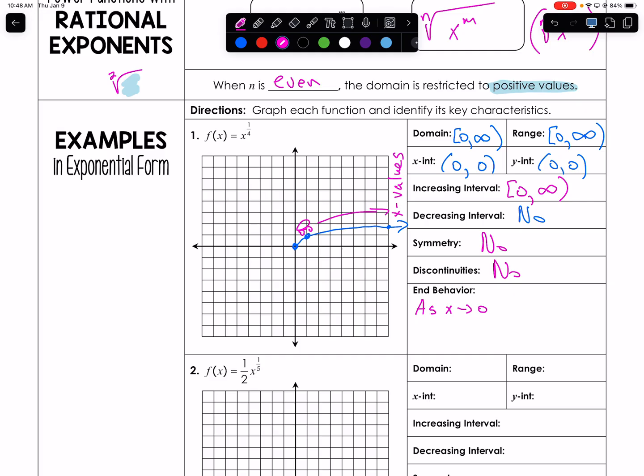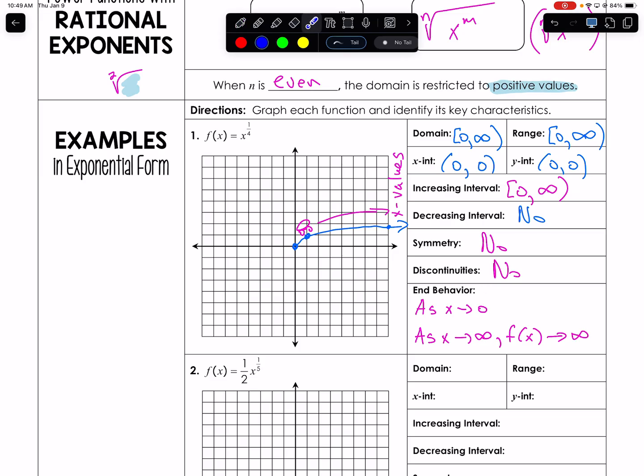Let's do this one. I think it's easier to understand this one first. As x goes to infinity. So I like doing these little arrows. As x goes this way, what's y doing? It's going up forever, right? Does that make sense? We good on that? Okay, because that's our first little moment of potential confusion. So as x goes to infinity, f of x goes to infinity as well.